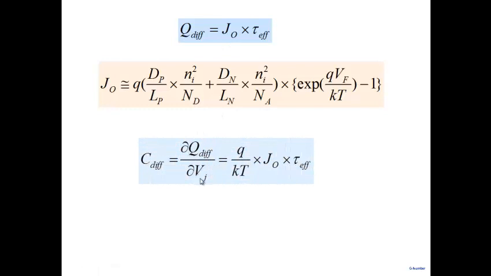So diffusion charge is here. Let's take its derivative with respect to voltage. Tau effective is a constant. So we get del J0 by del V, which is nothing but q by kT times J0. J0 is the conduction current. So for the diffusion capacitance we have obtained the expression q by kT J0 times tau effective. That's my diffusion capacitance. And depletion capacitance we have obtained earlier. So these are the only two capacitors in a PN junction. Depletion capacitance comes from junction charge, diffusion capacitance comes from excess holes and electrons.